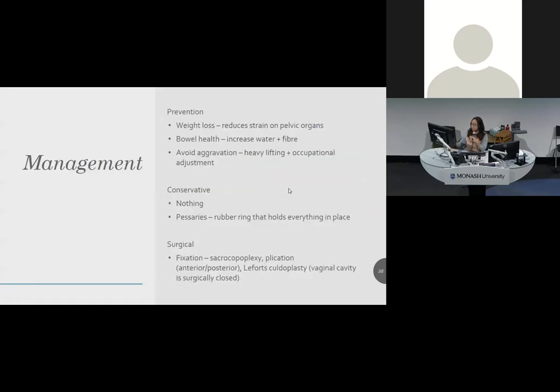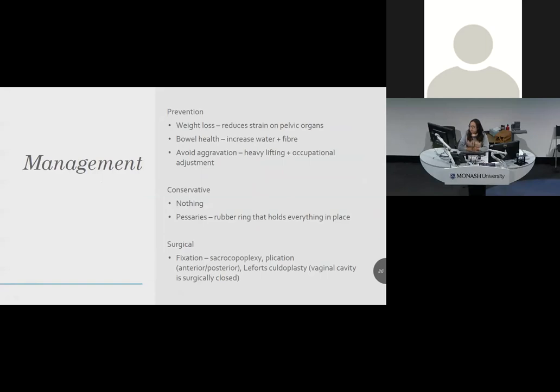In terms of management, talk to your pregnant ladies about preventing prolapse, because that's the time where they can do a lot to prevent it. Things like weight reduction, bowel health, avoiding heavy lifting and occupational adjustment can really help your younger women avoid having a prolapse in the future.